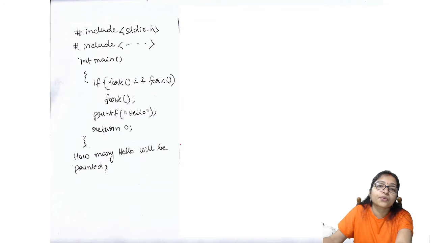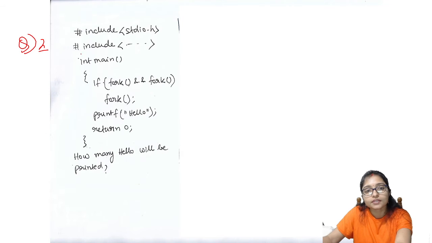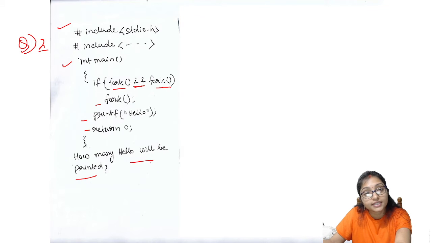Now, this is the program for you. This is question number 2. Here you can see it is stdio.h and all. Now the int main. Now what is going on? See that here it is fork and this is and, then again fork, then there is fork, next there is printf hello, and next there is return. Now tell me how many times hello will be printed? What will be the answer?